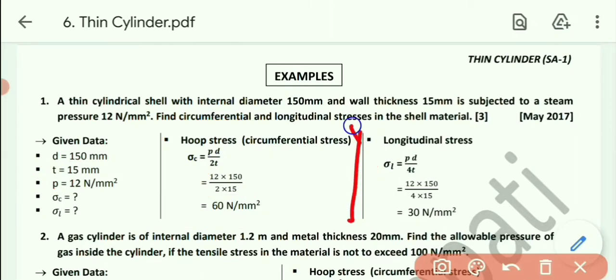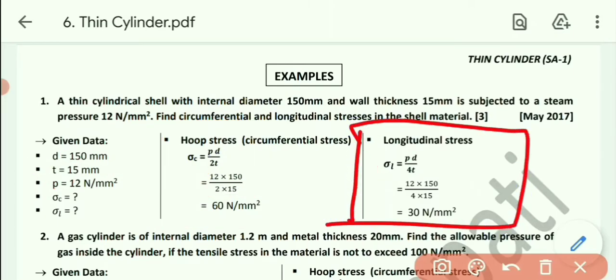Now let's find longitudinal stress. So sigma L equals PD by 4T. Now again all three values are there. P stands for 12, D stands for 150, divided by 4 into T, that stands for 15. By simplifying this term, we will get the answer 30 Newton per mm square.